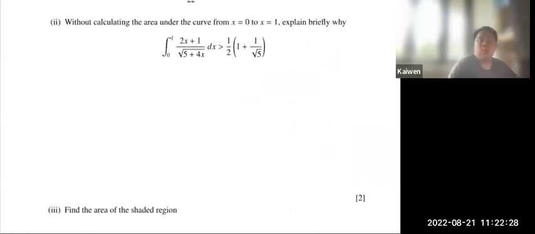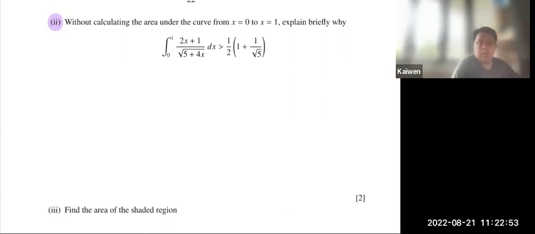This part 2 is pretty tough, so I just want to give a little warning. I will explain this to the best of my abilities right now, so I hope everyone can listen up and understand what I'm doing here. Okay. Without calculating the area under the curve from x equals 0 to x equals 1, explain briefly why this whole inequality holds.